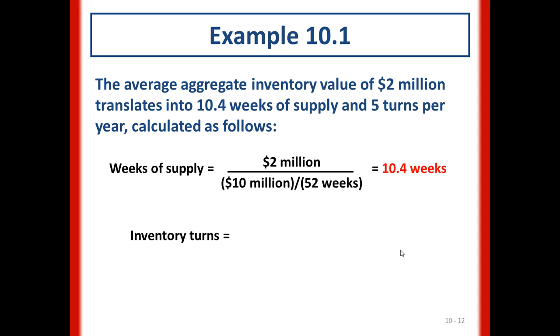Meaning that the inventory the organization has on average lasts about 10.4 weeks. Normally, an organization would like the week of supply number to be very small. A small week of supply number means the organization will have low inventory. Inventory turnover is about sales 10 million divided by average inventory 2 million, about 5 turns per year.